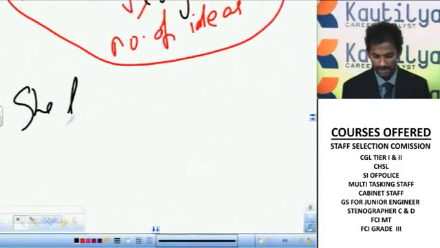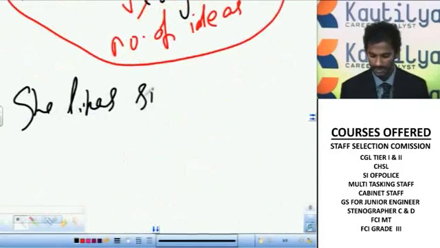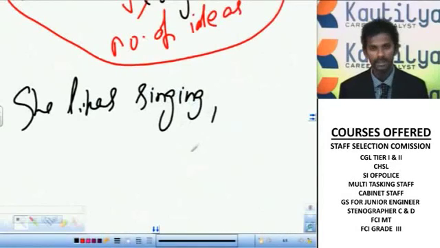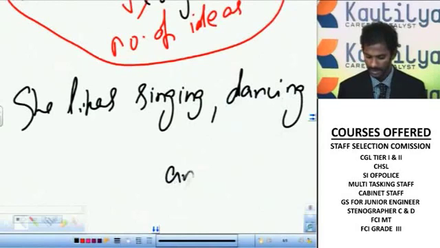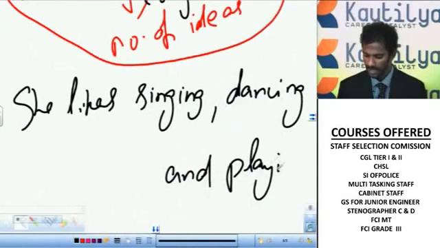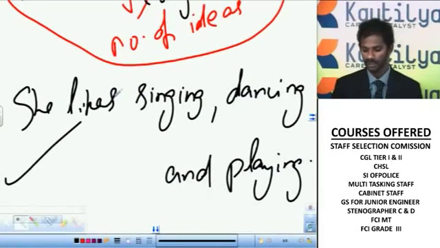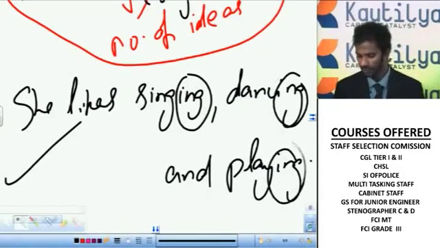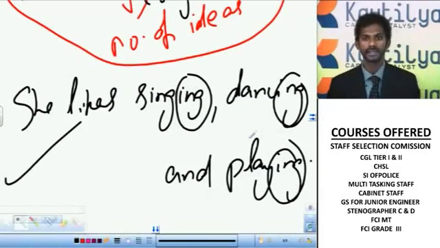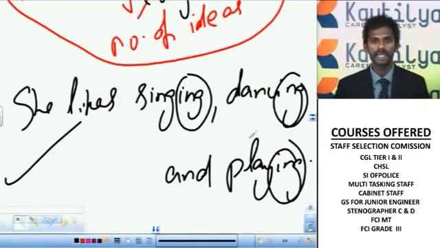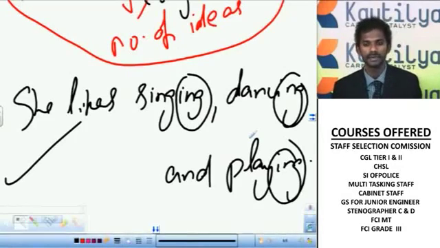She likes singing, dancing and playing. Now this sentence is grammatically fine because parallelism is there. 3 ideas are there. One is singing, then dancing, then playing. So 3 ideas in the sentence and all the 3 ideas are in the ing form. It means all the 3 ideas are expressed in the similar form. All the 3 ideas are having equal importance in this sentence. This sentence has parallelism, so this sentence becomes grammatically fine.